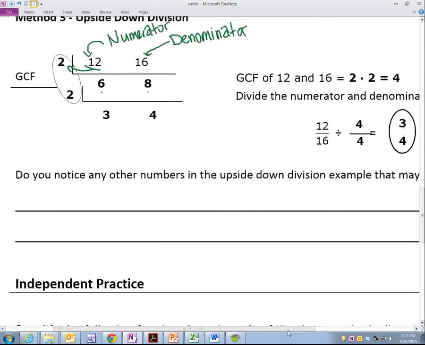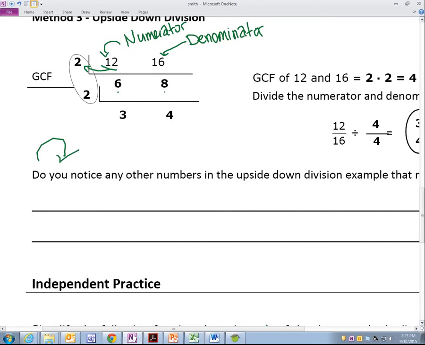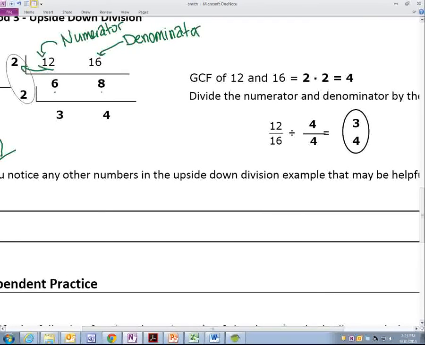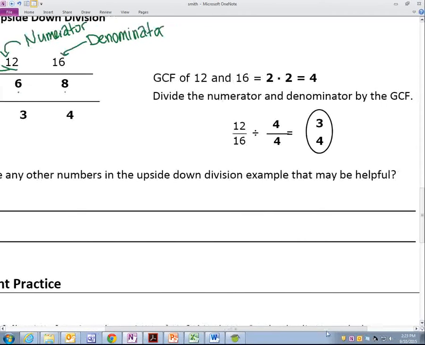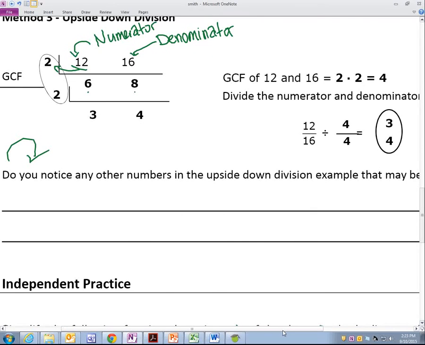Now, if I rewrote this, rather than saying, do you notice, I would say, what do you notice? So it says, what do you notice about the upside-down division example that may be helpful? Mandy May? The bottom two numbers. What about the bottom two numbers? The numerator one is on the left, and the denominator one is on the right.